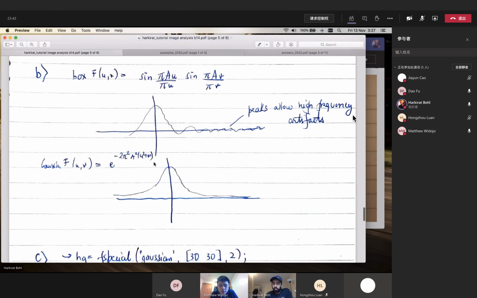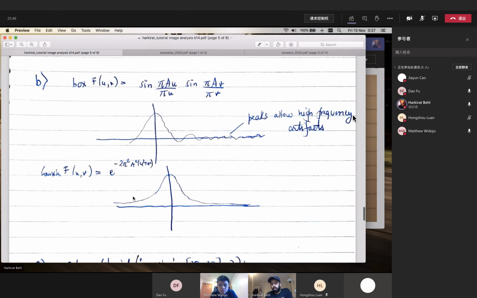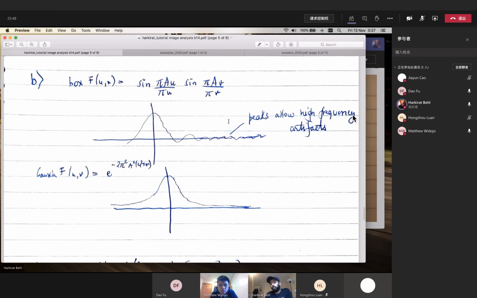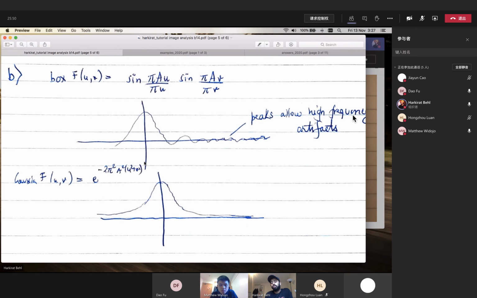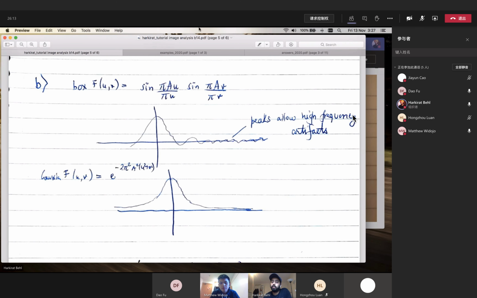Here I have plotted both of them. This is when you apply it on Gaussian, and this is when you apply it on the box filter. The difference is that the box filter still has some peaks because of the sinc. It will still have peaks and dips, whereas the Gaussian will just tend towards 0. It is because of these peaks and dips that some signal will pass through, which is why it will have more high frequency artifacts.